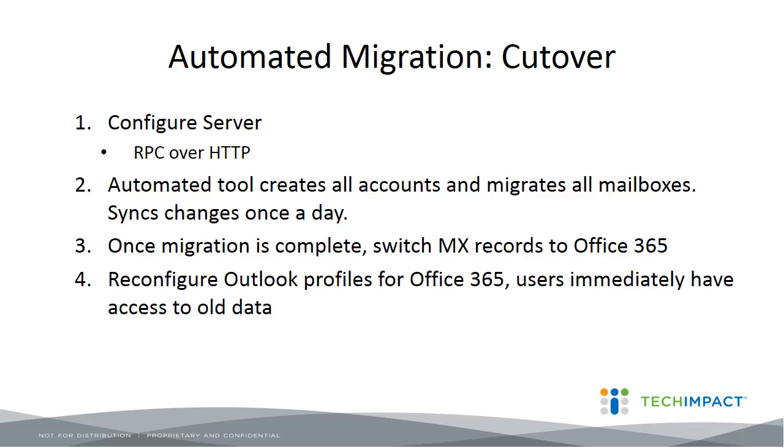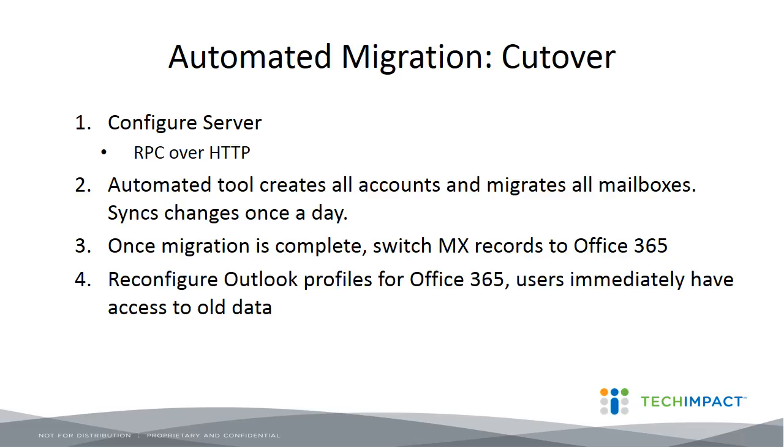Okay? So with a cutover migration, you'll configure your server, and you'll use the Microsoft migration tool. And that migration tool is going to automatically create all of your accounts and migrate all your mailboxes. After it's finished, so you'll start this migration 3 weeks before you're planning on using Office 365. After that migration is finished, so it'll sync all your on-premise mailboxes to the cloud. And then after that's done, it'll resync once a day. It'll look for changed items. So every day you basically have an exact replica in Office 365 of the data that's on your on-premise server.